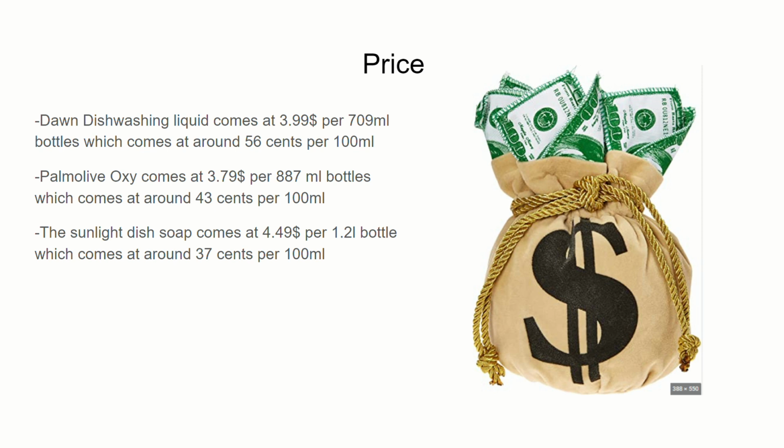Next up is price. We'll be comparing prices. Dawn dishwashing liquid comes at $3.99 per 709 milliliters, which means 56 cents per 100 milliliters. Palmolive Oxy comes at $3.79 per 887 milliliter bottles, which means 43 cents per 100 milliliters. And then the Sunlight dish soap comes at $4.49 per 1.2 liter bottles, which comes at around 37 cents per 100 milliliters, which makes Sunlight the most cost efficient out of these three.